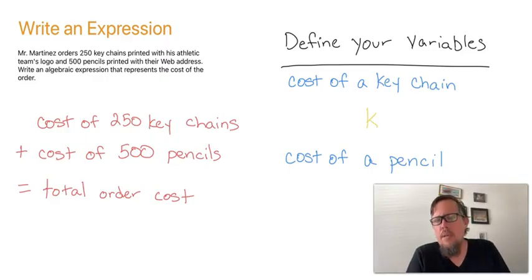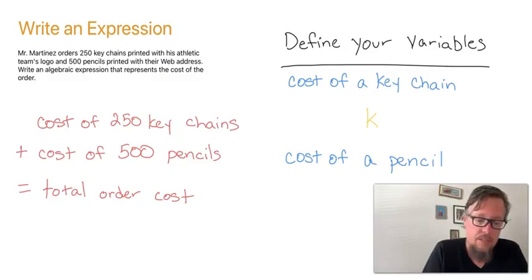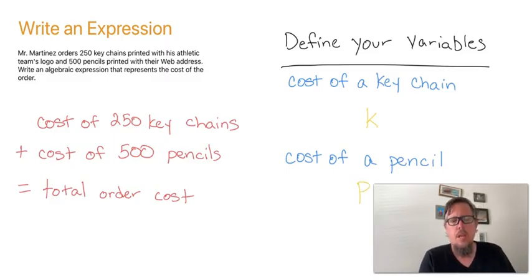And then the cost of a pencil, let's do something similar. Instead of using X or Y for the cost of a pencil, let's use P for pencil. So the cost of one keychain is K. We don't know how much it is, which is why we're using a variable. And the cost of one pencil is P. We also don't know how much that is, which is why we're using a variable.